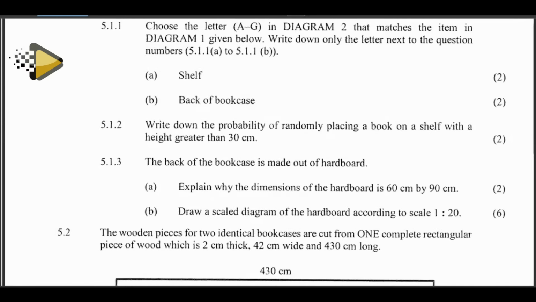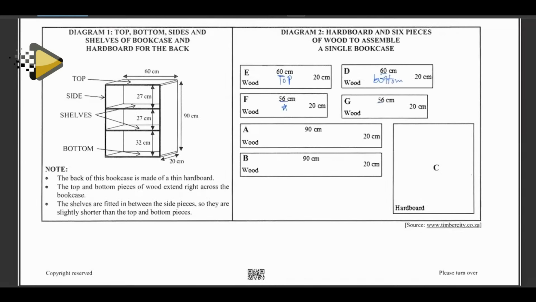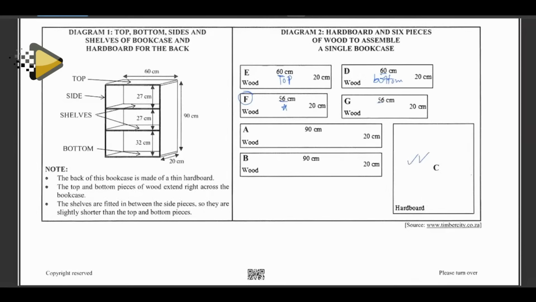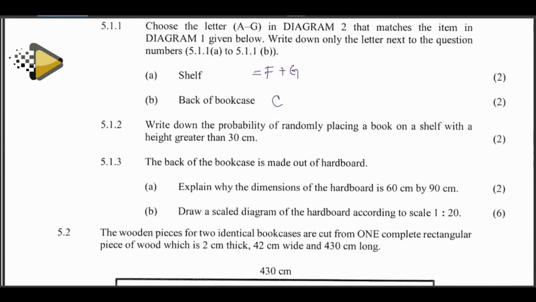Okay, let's go back and you see. So here we shall say the shelves will be F. The wood F is a shelf, ne? F and G. Pick any. Do they say letters? F and G. So the back of the bookcase, it has to be this hard body C. Okay. 5.1.2.